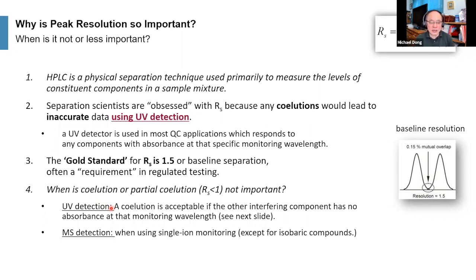So first, in UV detection, a coelution is acceptable if the other interfering component has no absorbance, right? So even though it's physically together, it's okay because the other component is not absorbing, right? So essentially, your detector is selective at that monitoring wavelength to that particular component.